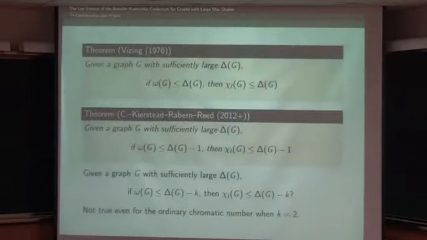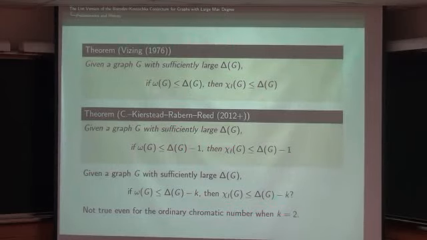Can you go back? Yes? Yeah. So if you prove this for the list chromatic number, it's naturally true for the chromatic number as well, because the list chromatic number is a strengthening of the chromatic number. But what I'm saying here is this is not even true for the ordinary chromatic number when k equals 2. Right? You can imagine this is delta minus 0, this is delta minus 1. So what happens if we try for delta minus 2? But it turns out there's a very easy counterexample.